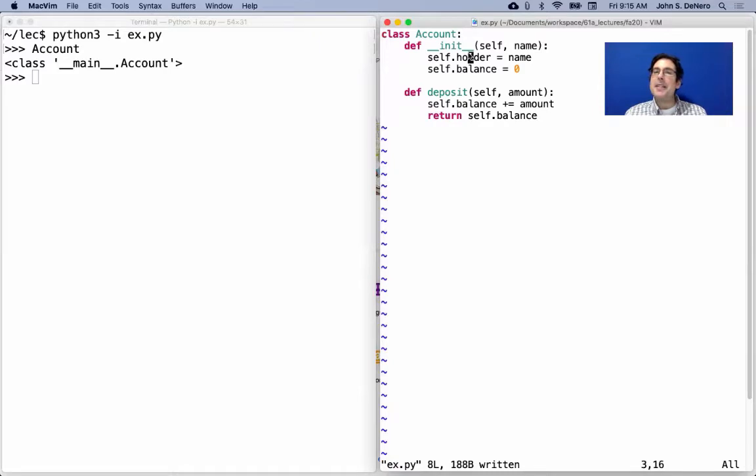You know something's an instance attribute if it's assigned to an instance. And self always refers to an instance of account inside of the body of a class that's about accounts.